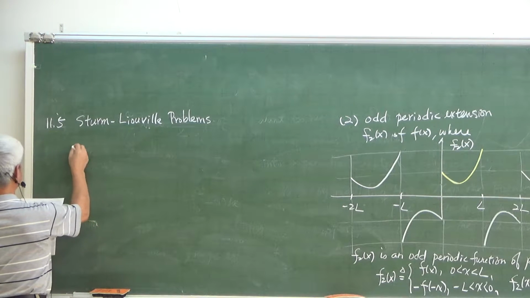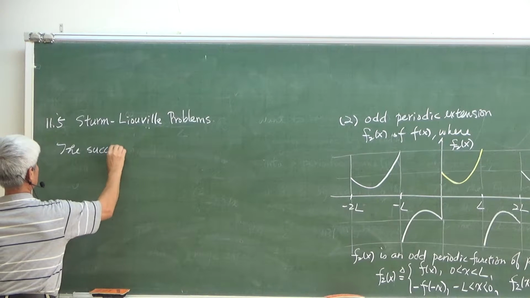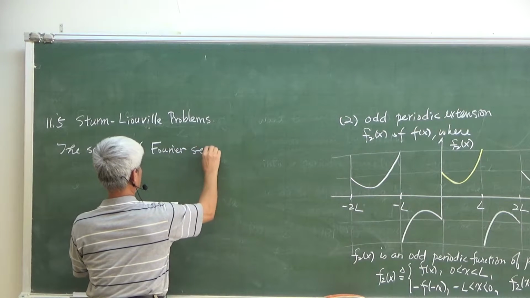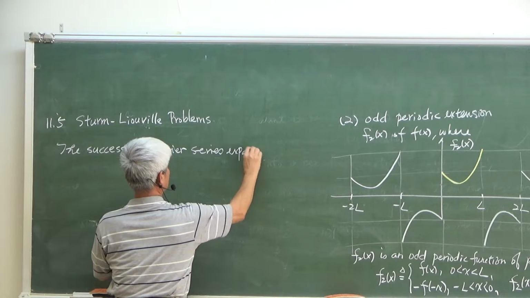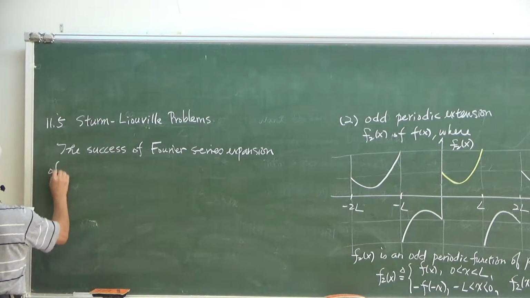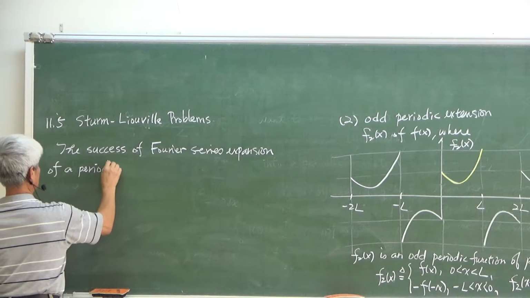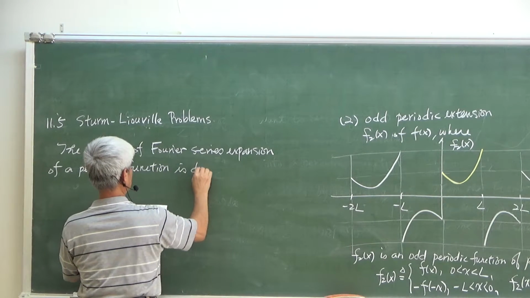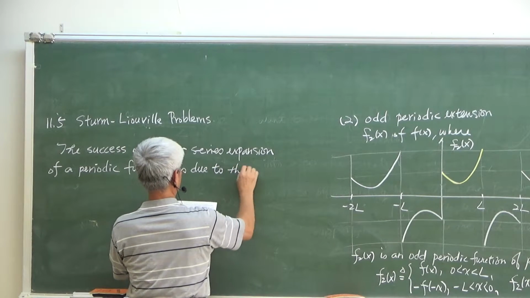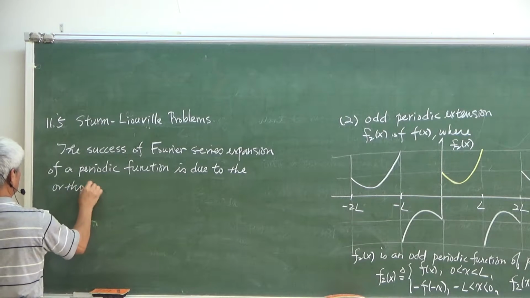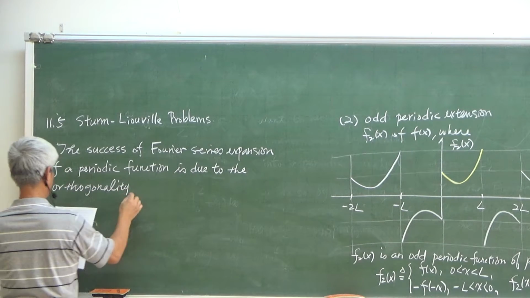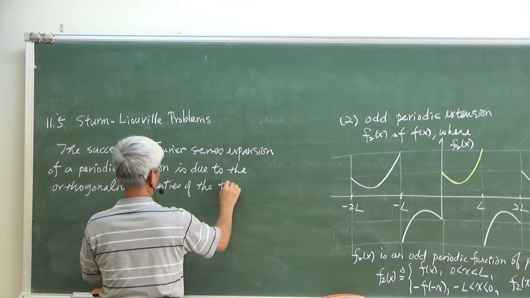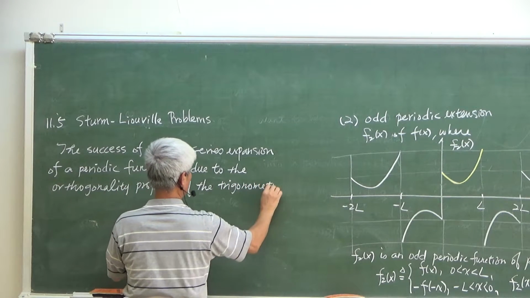Now, the success of Fourier series extension of a periodic function is due to the orthogonality property of the trigonometric system.